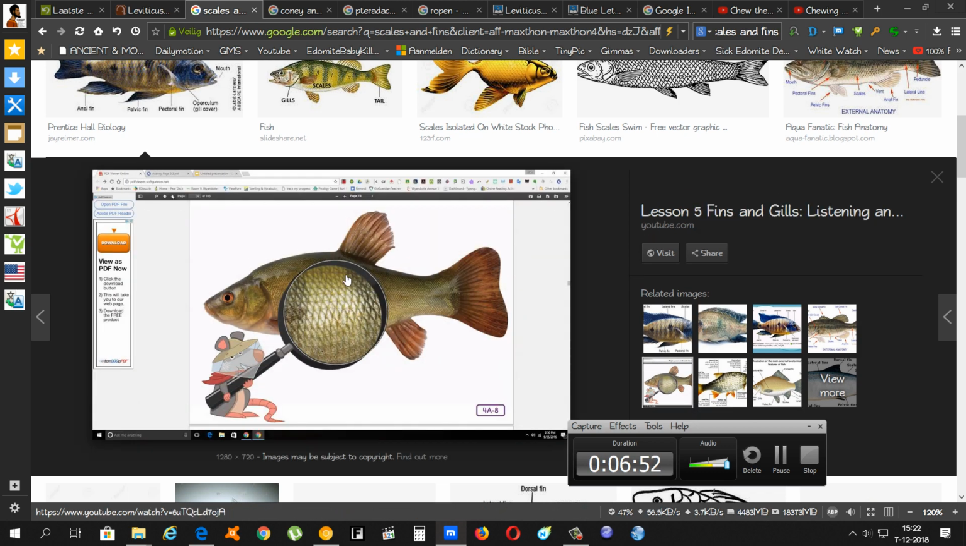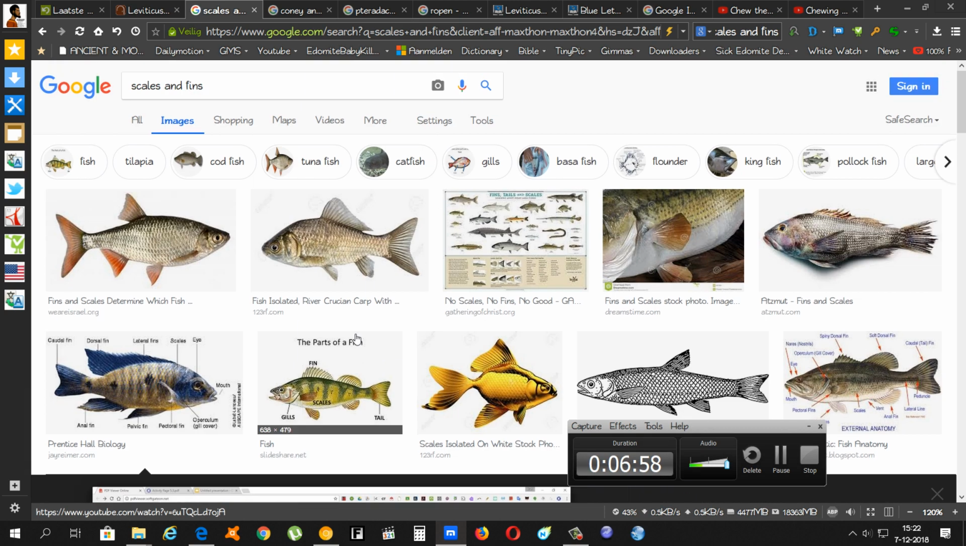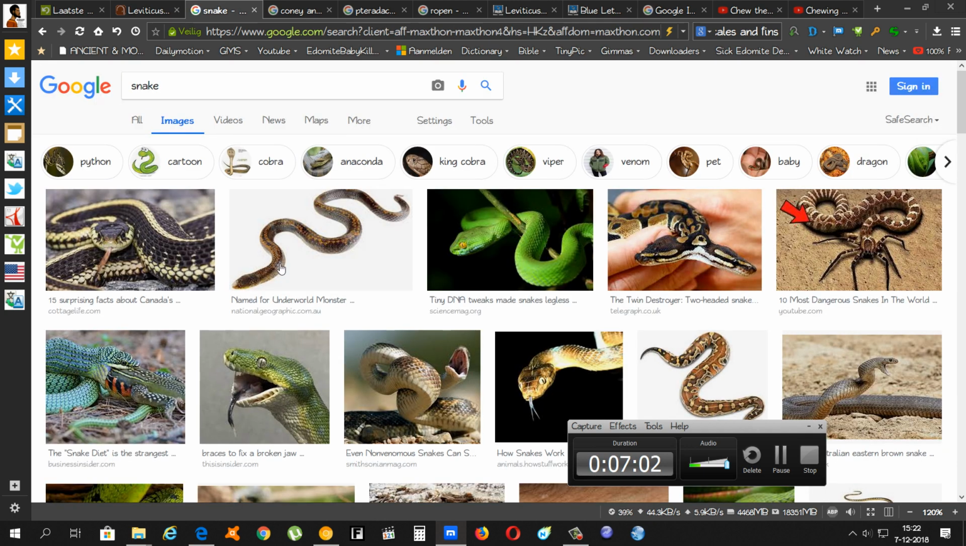Yeah. These are scales. You can eat that, by the way, because these are the fins and these are the scales. But you have then snake, which have scales, but they don't have fins. Plus, they're not fish. It's a reptile. You're not supposed to eat reptiles.